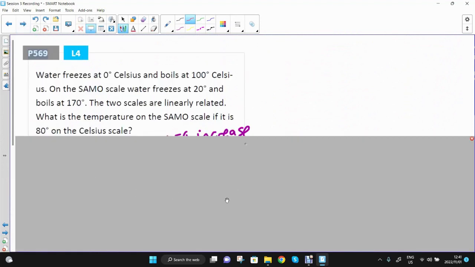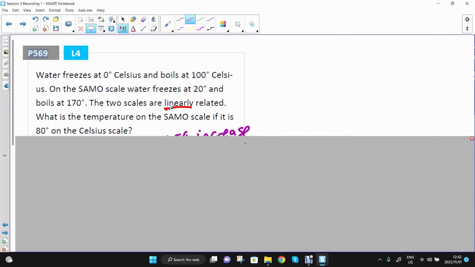Water freezes at 0 Celsius and boils at 100 Celsius. On the SAMO scale, water freezes at 20 degrees and boils at 170 degrees. The two scales are linearly related. What is the temperature on the SAMO scale if it is 80 degrees on the Celsius scale?